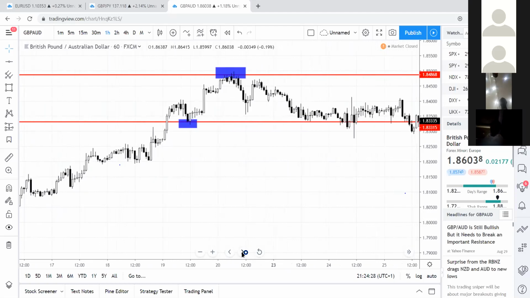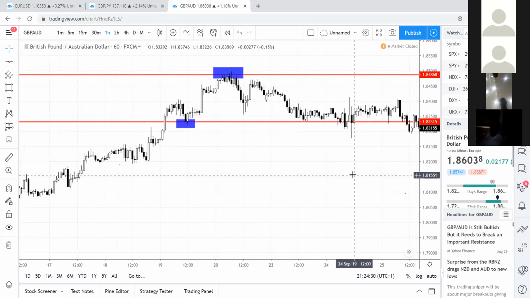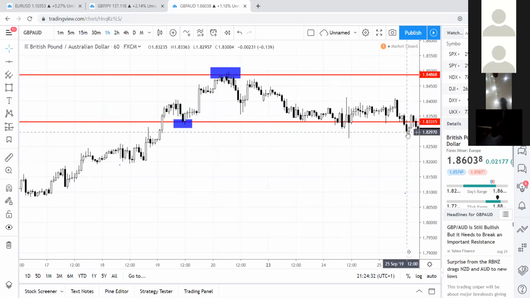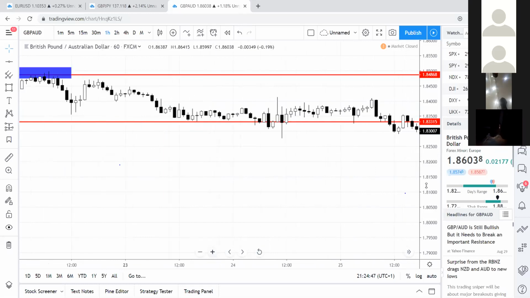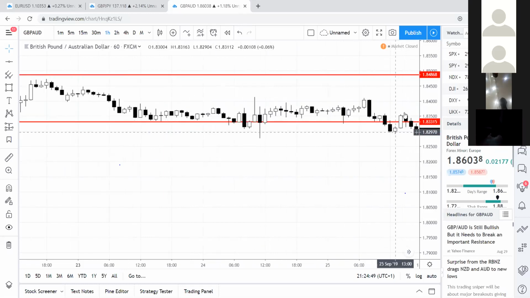Yes, it has broken, right? Now, when it broke, what did you see? It broke here. It retested. Can you see the retest? You can see two candles broke. Then you can see the buy candle retest. After the retest, you now saw another sell candle below that line.